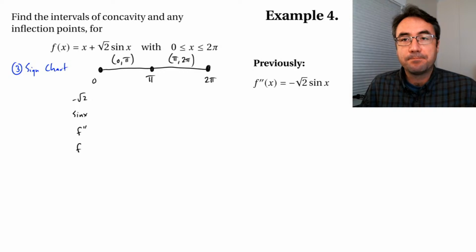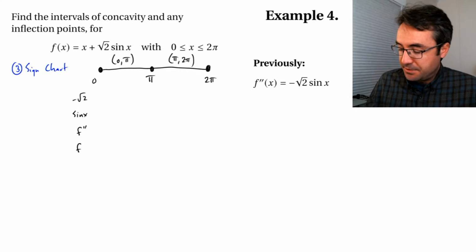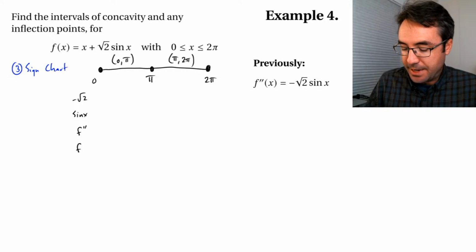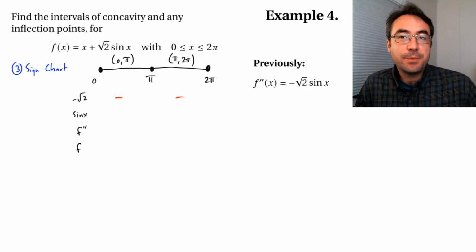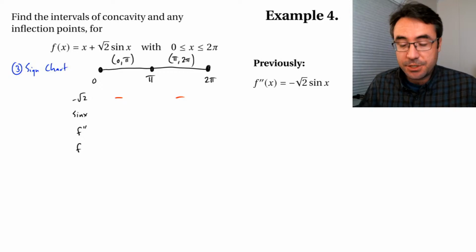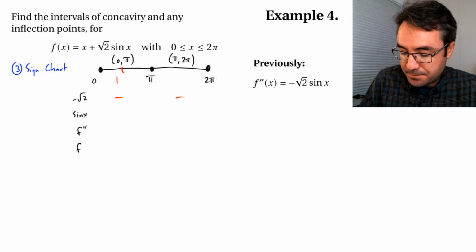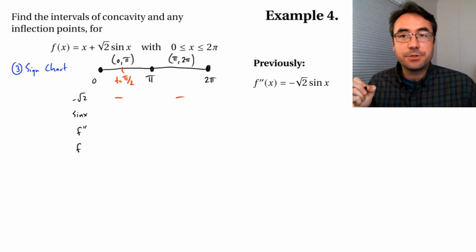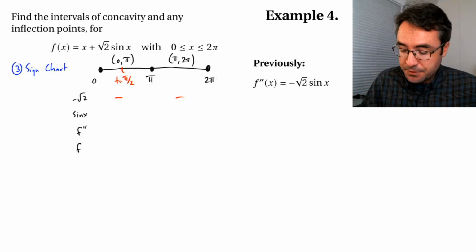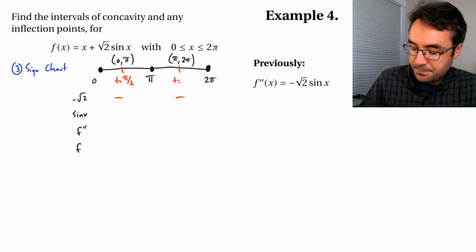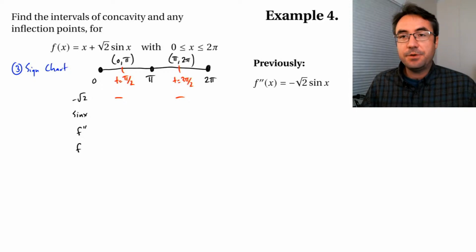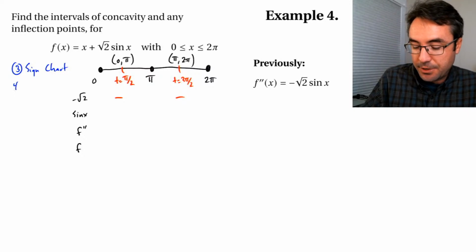So, if we start with the easy factor, that negative 2 is always going to be negative. And then to determine the sign of the sine function, if we need to, we can use test numbers. So, pi over 2 is a possible test number that we could use. And 3 pi over 2 is another possible test number we could use for that second interval. Make sure that if you do use test numbers, they're easy to evaluate.